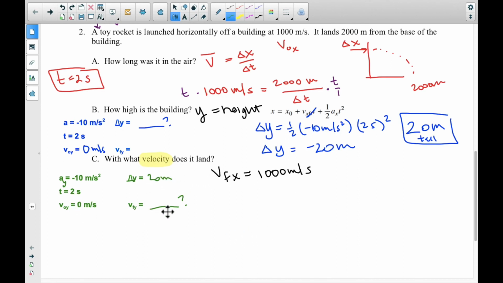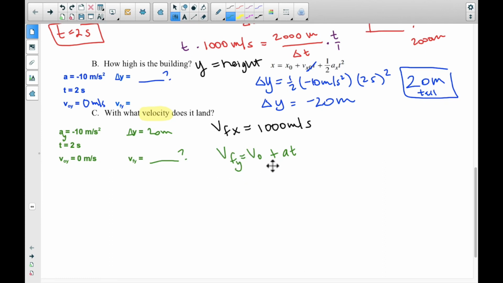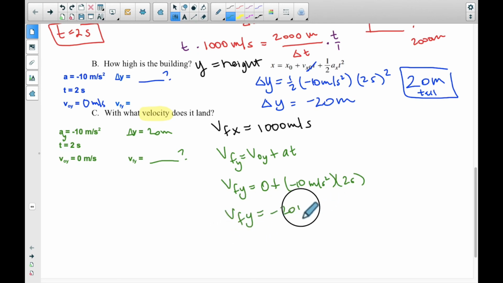Because I can tell that we have enough, that vf equals v0 plus at is all we need here. And again, these are in the y direction. Let's just keep that in mind. So our final y velocity, that's what we're looking for. Our initial y velocity was 0. Our acceleration is negative 10 meters per second squared, and our time is 2 seconds. And so when I multiply that out, I get negative 20 meters per second. That's not my final answer. I need my total velocity.